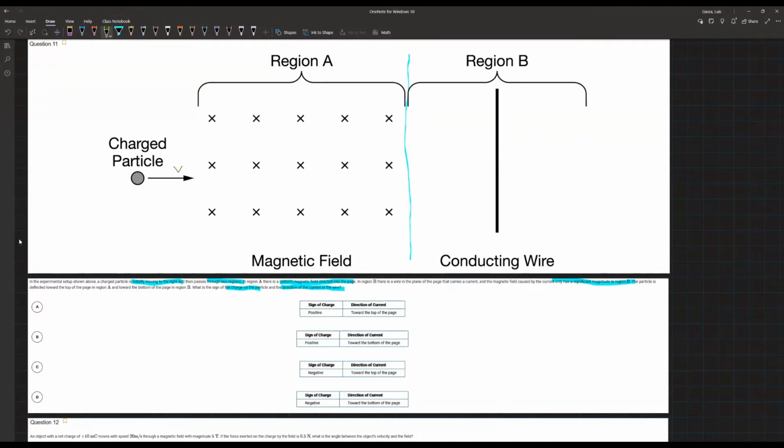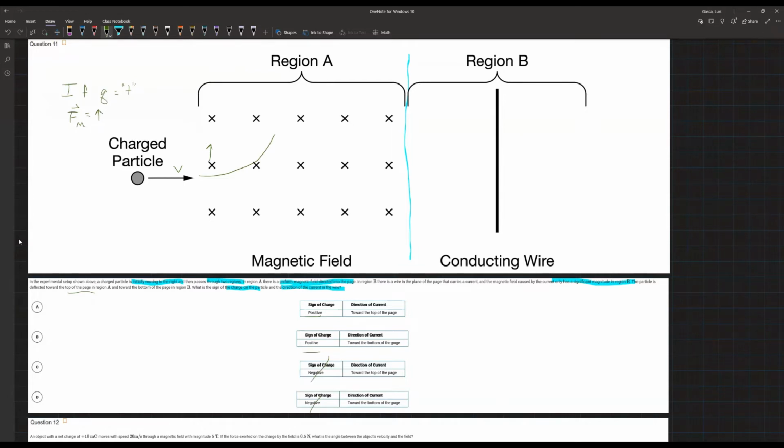So let's see here. We point our fingers along the velocity, so to the right. Our magnetic field happens to point into the page, so we have our palm facing towards the screen, or into the page. And what we find out is that if Q is positive, the magnetic force is directed upwards. And they told us that it's going to deflect towards the top of region A. So it looks to me like the charge here is positive.